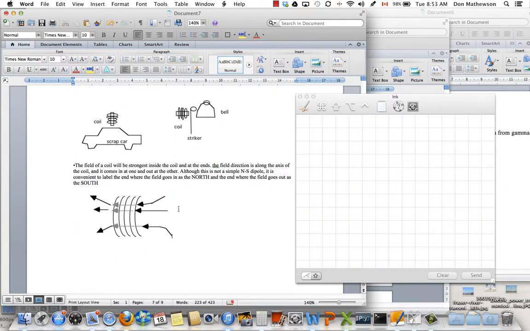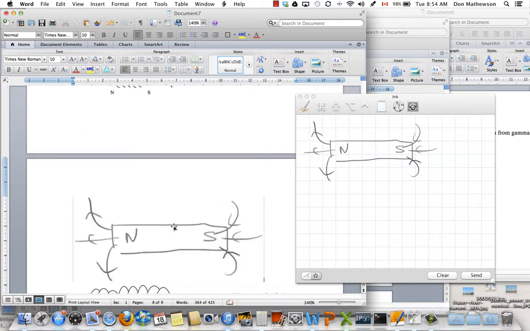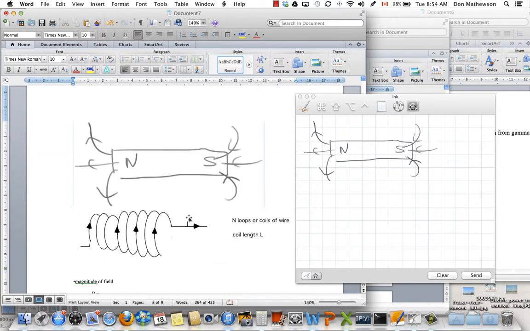Now, it's helpful to do the following. The field is going to be strongest right here at the ends. And we see that the field lines are going in at this end and out at this end. So this reminds us quite a bit of a bar magnet, where we know the field lines come out of the north end and then go in at the south end. So this is going to be the south end of the electromagnet, and this is going to be the north end, just by analogy with this bar magnet.